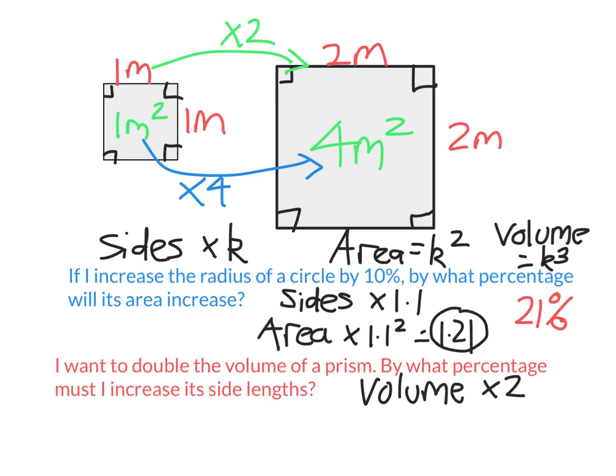So if I want to double the volume, I'm timesing its volume by 2. So 2 is like our k cubed. That means I have to multiply the sides by the cube root of 2. Now the cube root of 2 is about 1.26. So if I want to double the volume of any prism and have it still remain a prism, I need to multiply each side by 1.26, because 1.26 times 1.26 times 1.26 gives me 2. And of course, multiplying a number by 1.26 is the same as increasing by 26%. So that's our final answer.